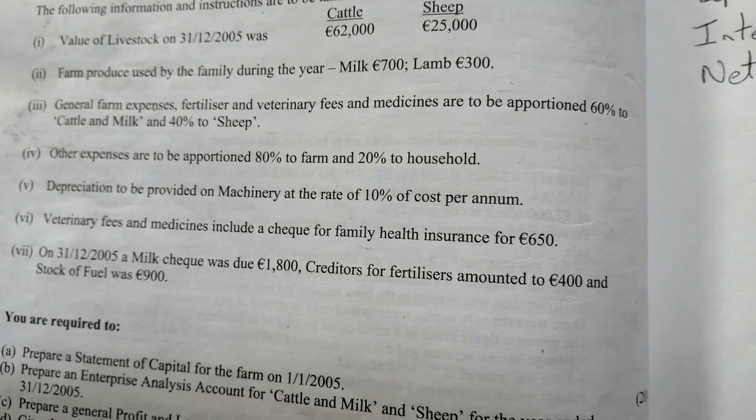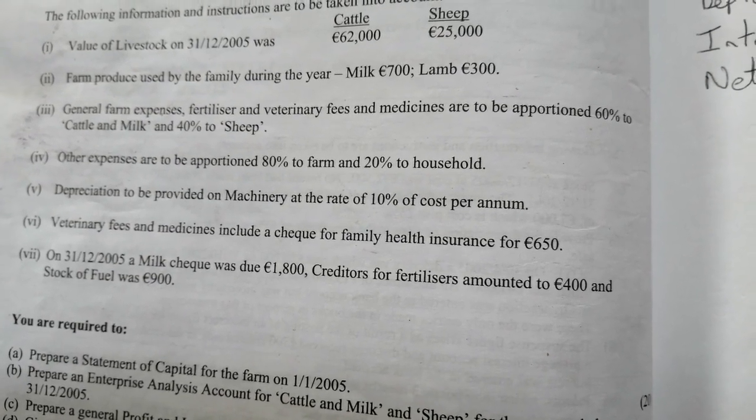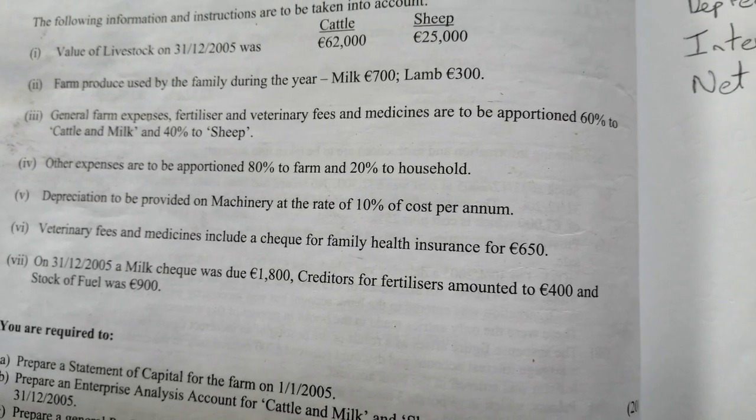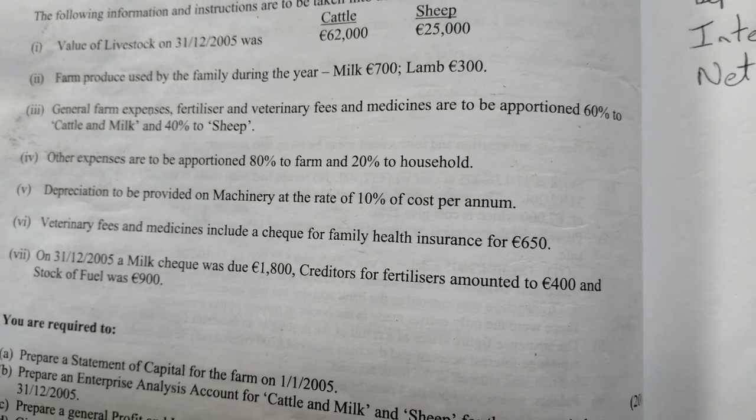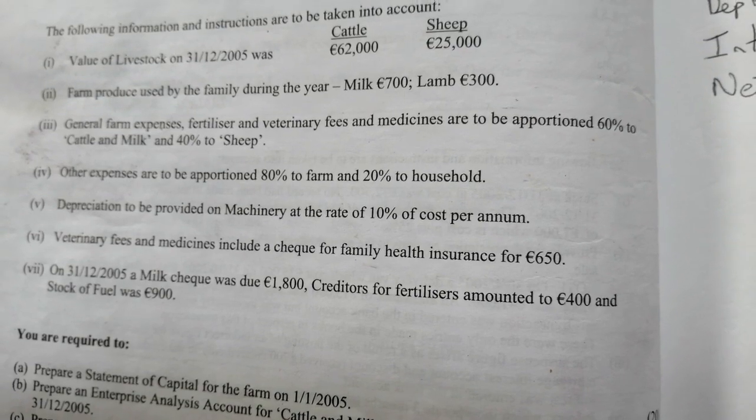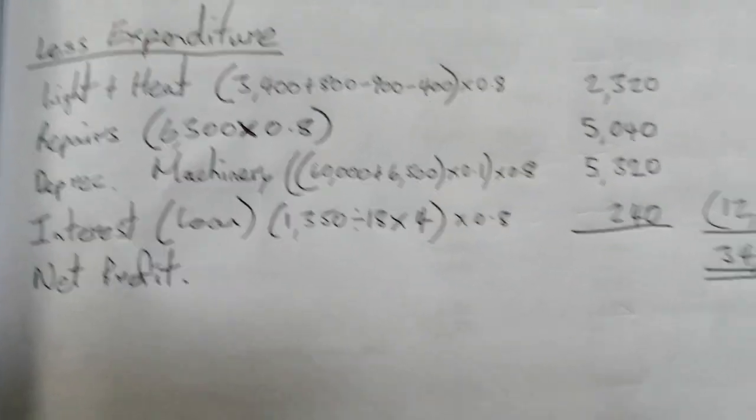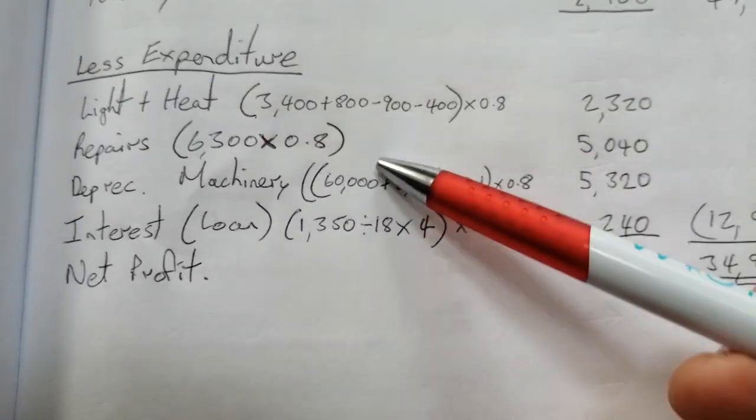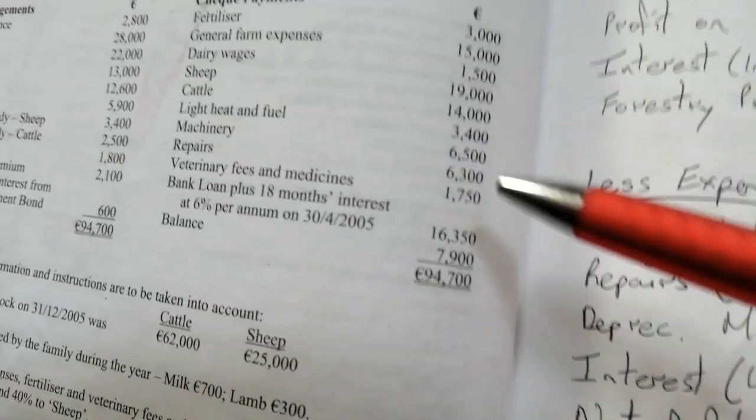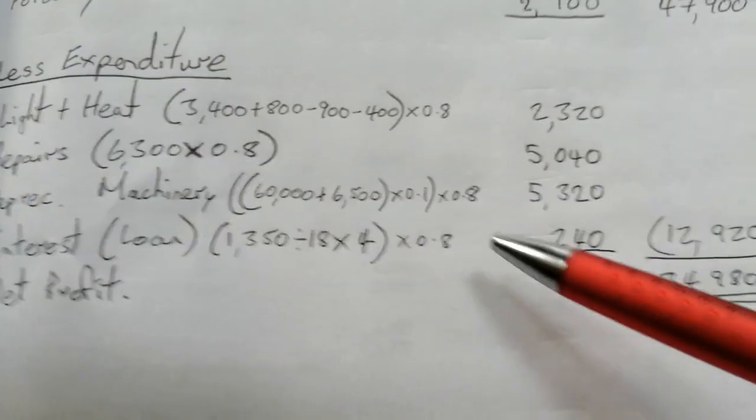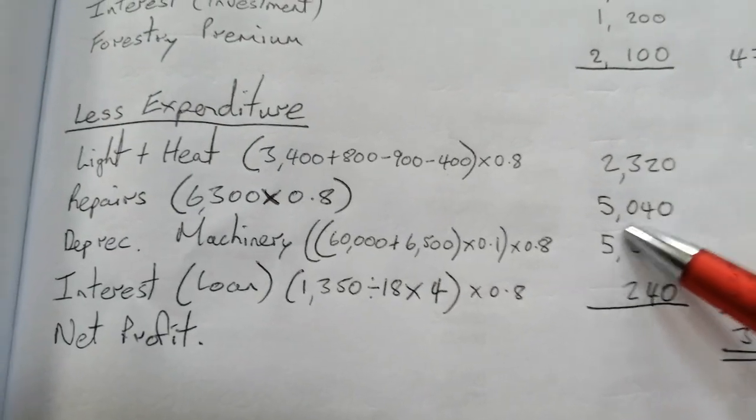So if the business pays the electricity bill, for instance, then some of that money should go down as drawings if the household was using some of that electricity privately. So for all other expenses, it says they should be apportioned 80% to farm, 20% to household, or 20% to drawings. Okay, so that's why we're getting the 0.8 here for 80%. Next part here, repairs. If we go down here, light, heat and fuel, repairs, 6,300, and we're just getting 80% of it again in here.